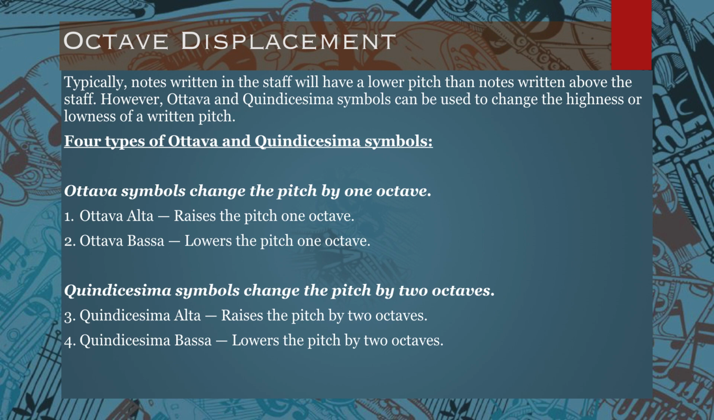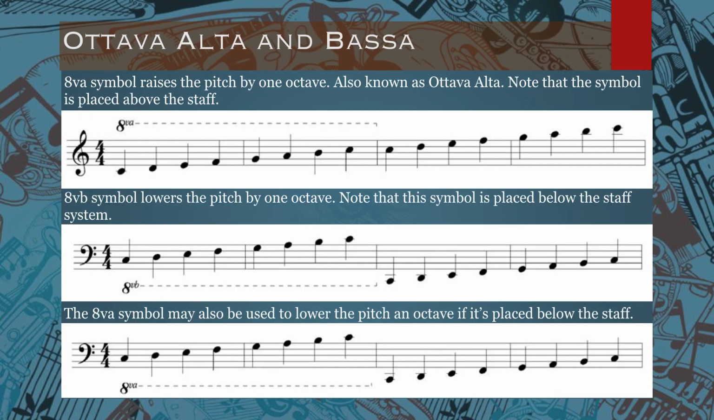Quindicesima symbols change the pitch by 2 octaves. So in quindicesima alta, you raise the pitch by 2 octaves, so C4 becomes C6. In quindicesima bassa, you lower the pitch by 2 octaves, so C4 becomes C2. So here's an example of all of these.